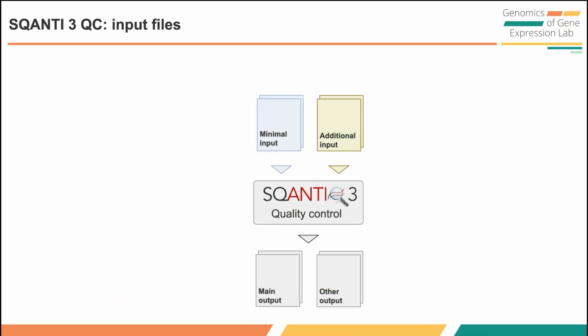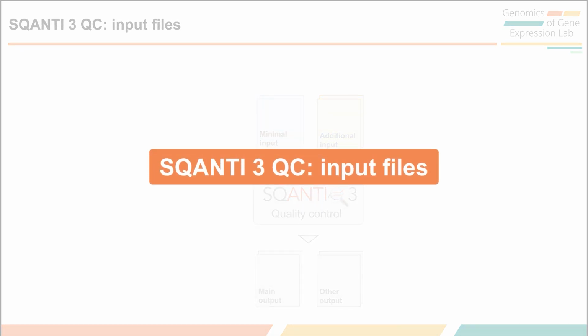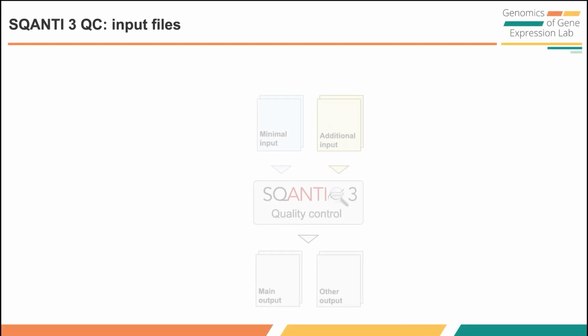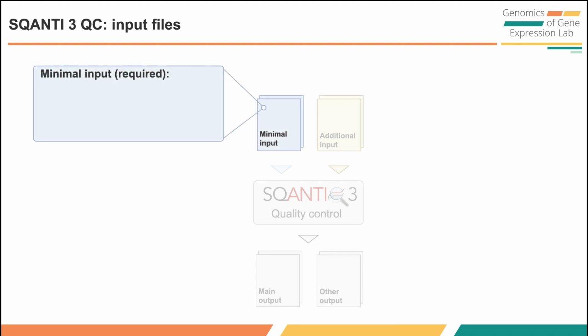As introduced before, the first step in SQANTI3 is the SQANTI quality control. To make it run, you need to prepare several files. Let's introduce how SQANTI3 quality control works, starting from the input files. The minimal file requirements are as follows. The first one is a long-read defined transcriptome file.